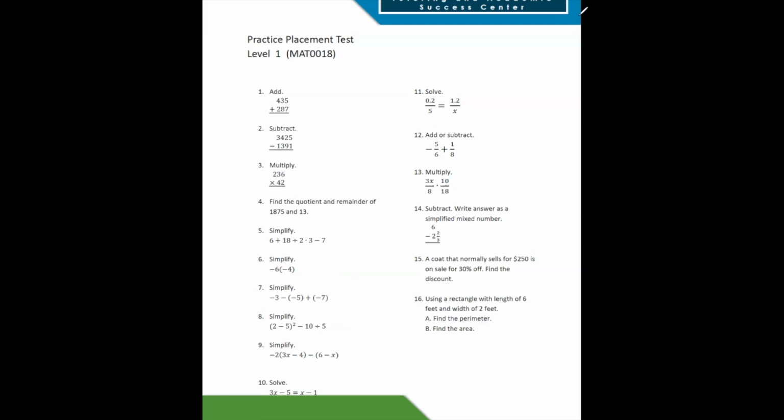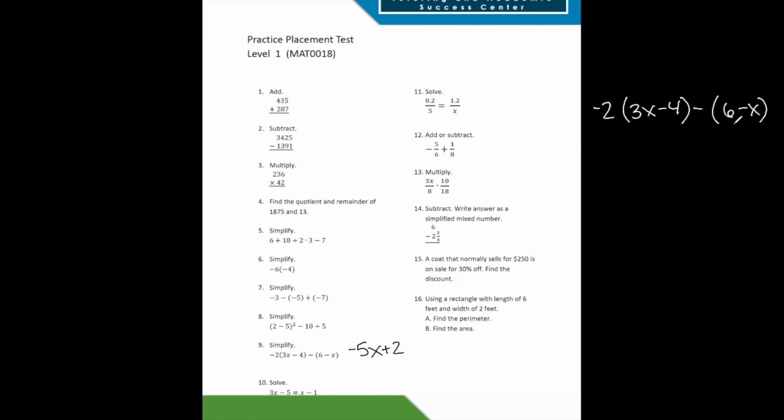Let's do number 9. For number 9, again, we're going to be simplifying. So for number 9, the correct answer is going to be negative 5x plus 2. Let's see how we get that. So number 9 says negative 2 times the quantity 3x minus 4, minus the quantity 6 minus x.